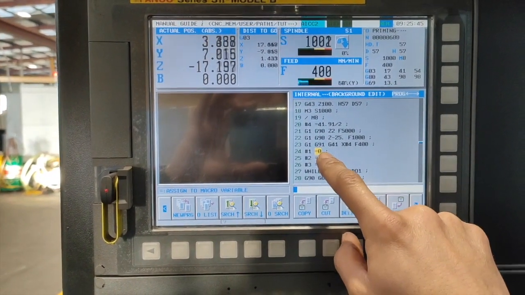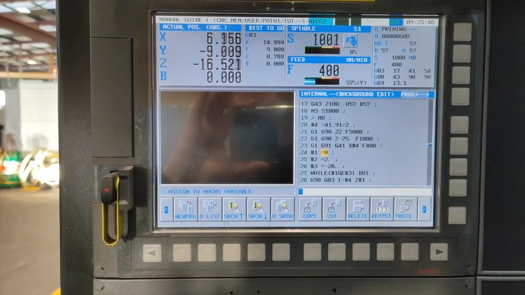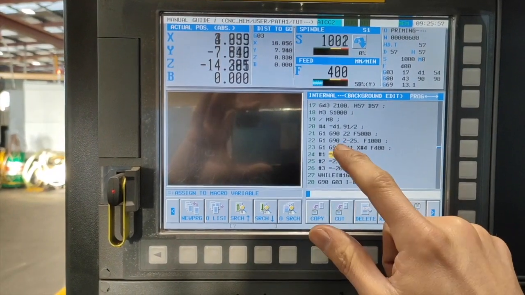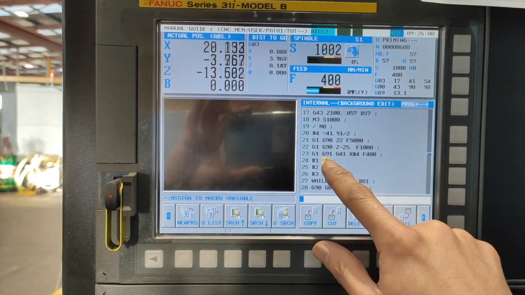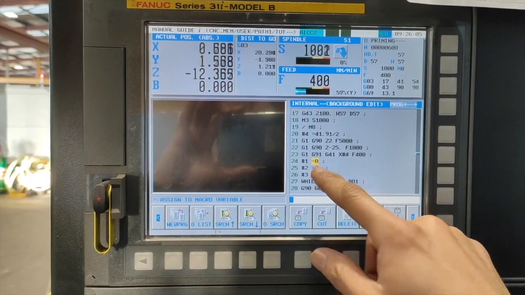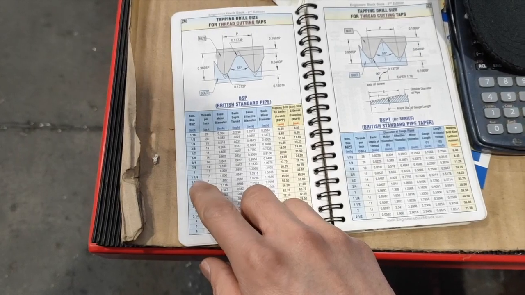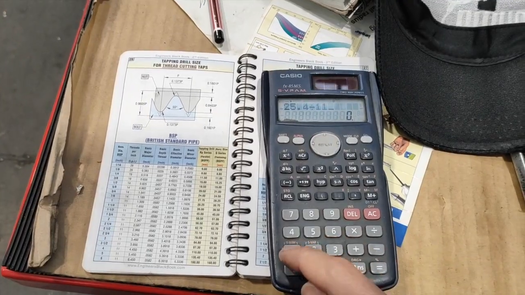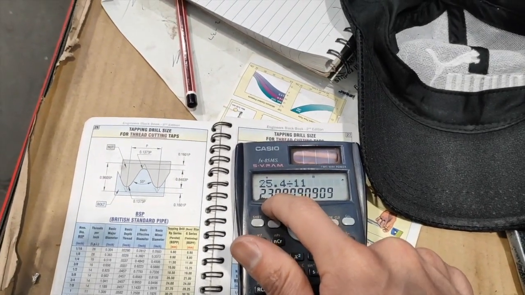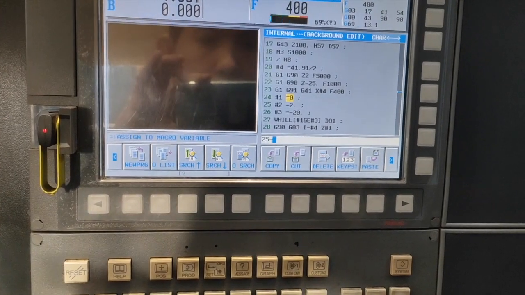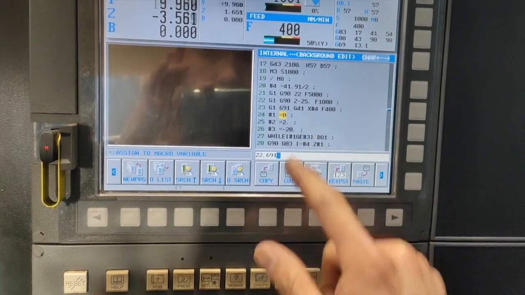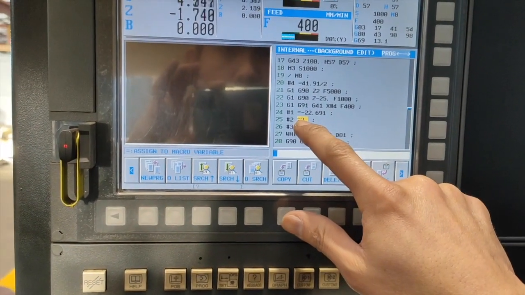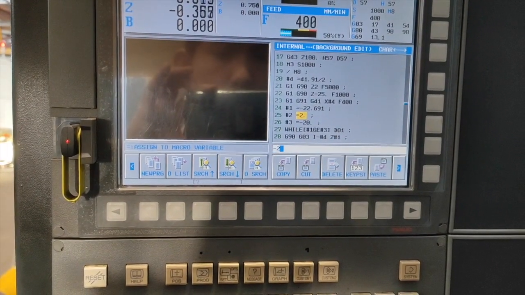And then, guys, I will change the value of this because we are doing the right hand thread. So I start from the bottom going up, and I'm going to calculate what is the value that I'm going to put on my first move. Since, guys, I have 11 TPI, 25.4 divided by 11, this is my pitch, 2.309. 25 minus 2.309, this is my next move, that one should be minus, and this is our step over, or the pitch, should be minus also, 2.309.